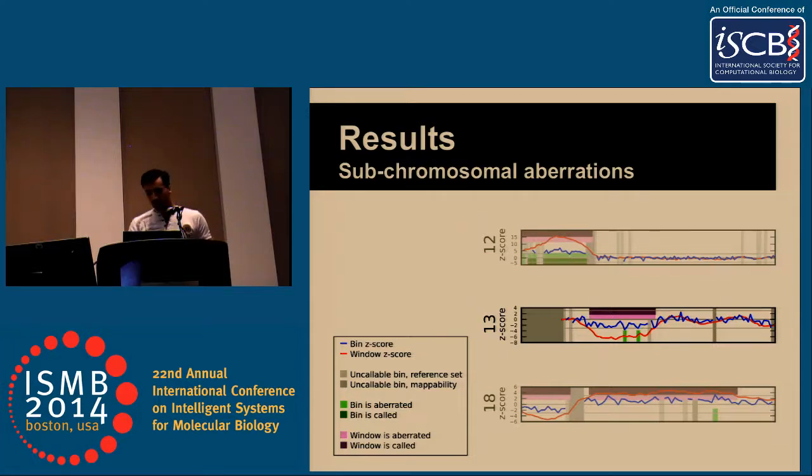And last, I also have a case where the short arm of chromosome 18 was replaced by an additional long arm. So if you would look at the whole chromosome score, you would actually cancel each other out a little bit. And my method was able to detect both of the aberrations in this case.